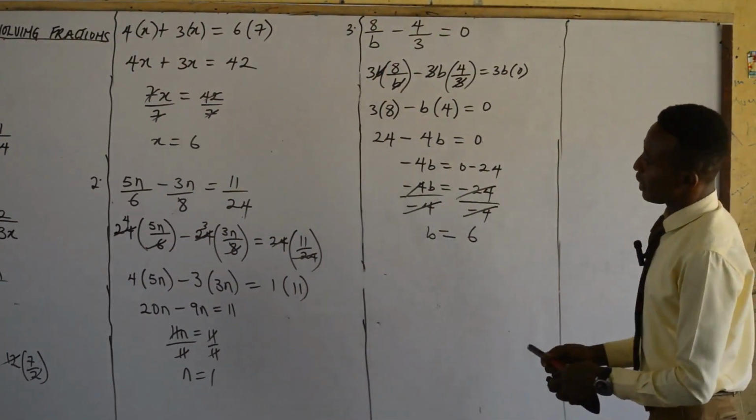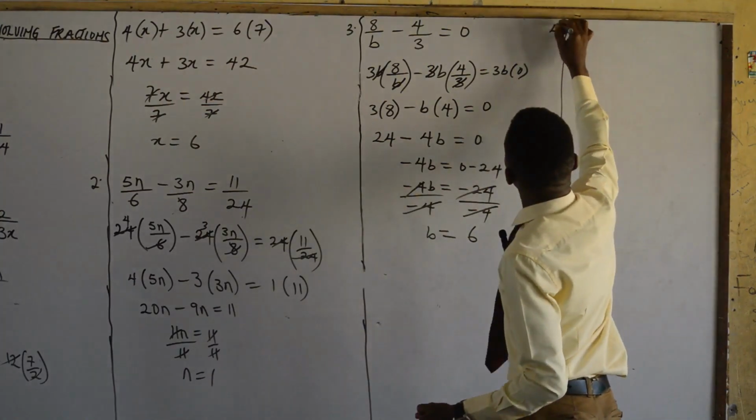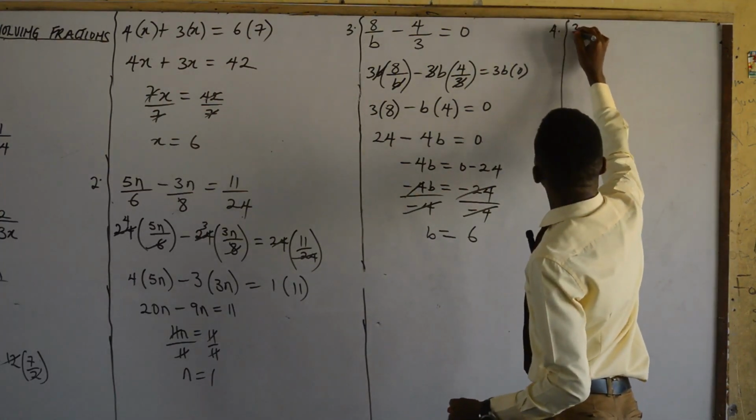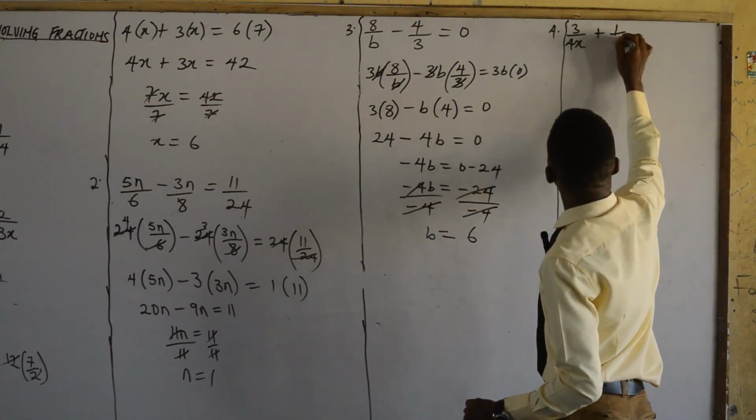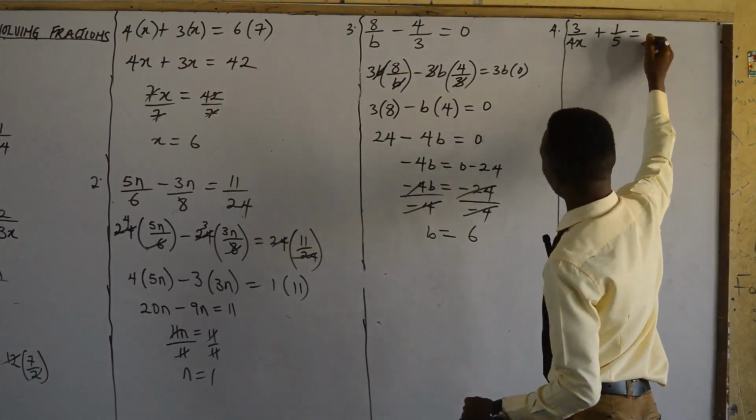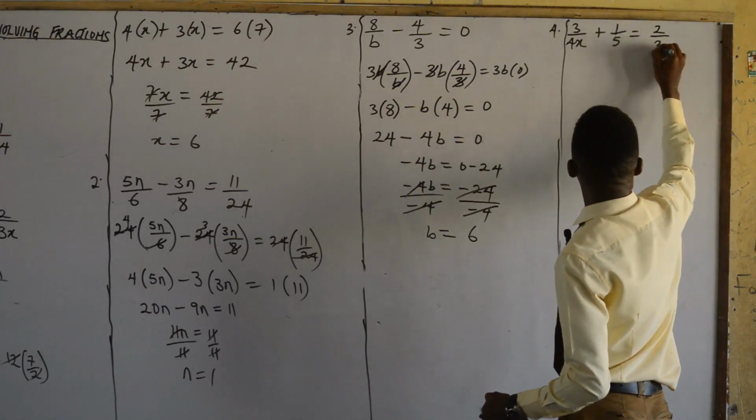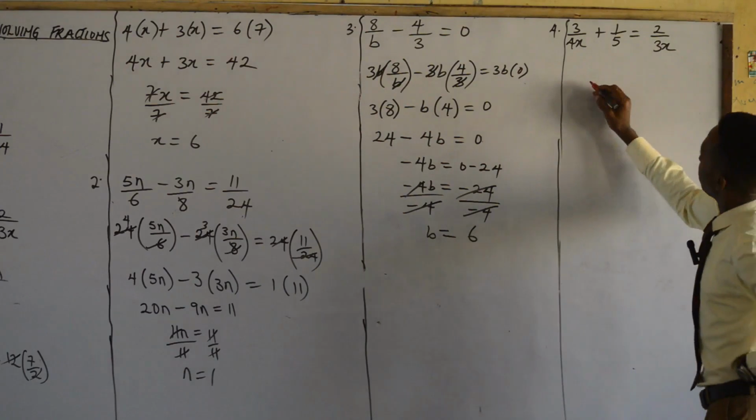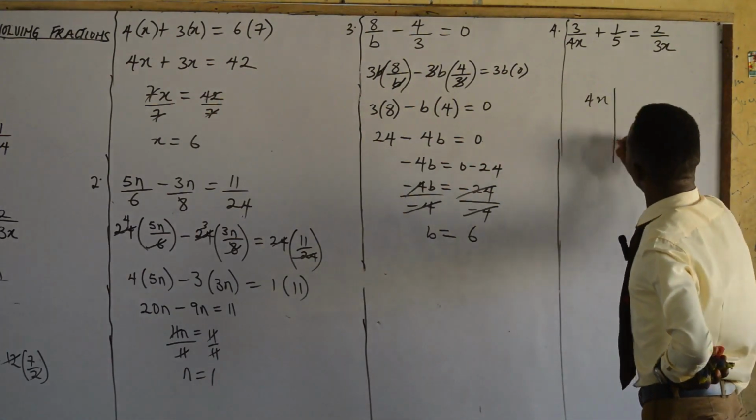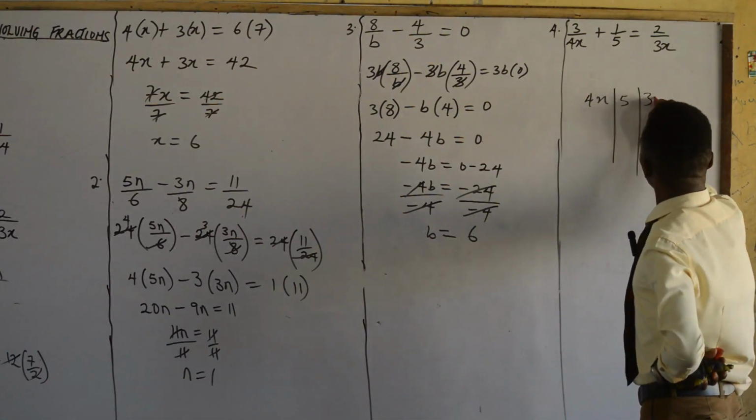Now let's now see the last one, which is number 4. That's 3 divided by 4x plus 1 over 5. Everything equals to 2 over 3x. So let's find the LCM here. To find the LCM, we have 4x, 5, and 3x.